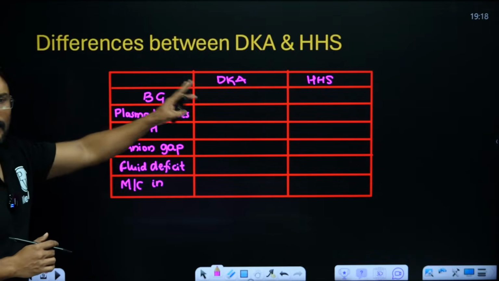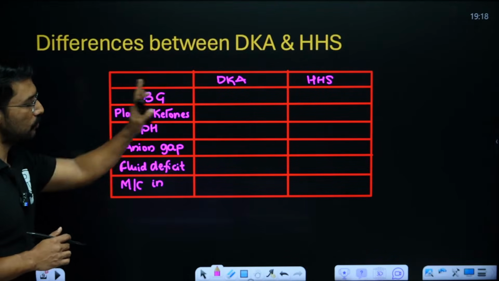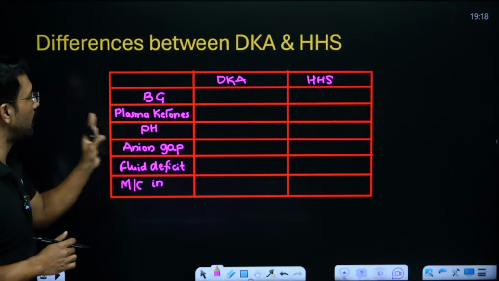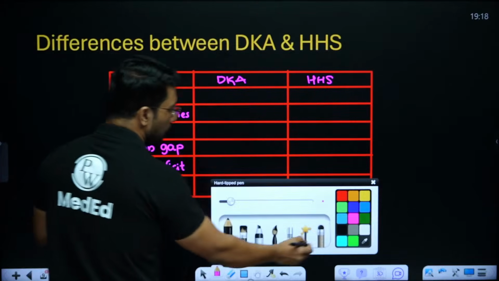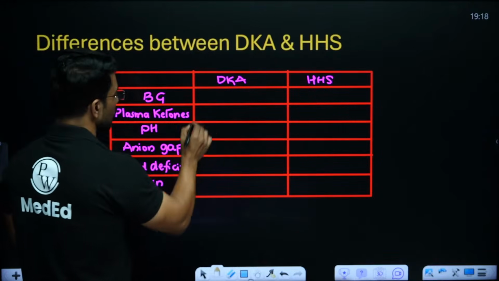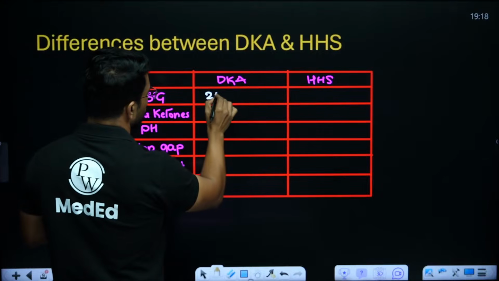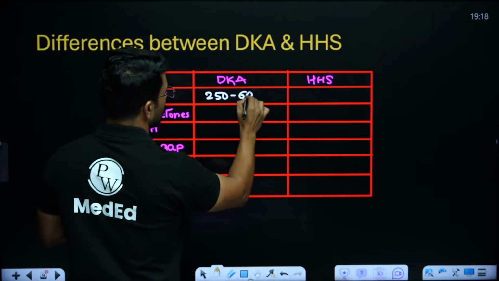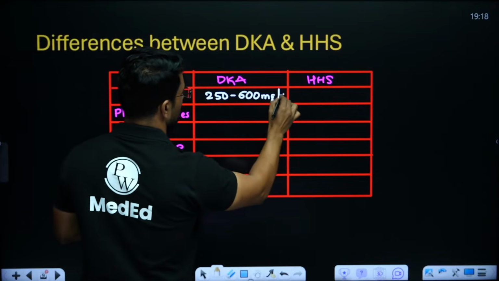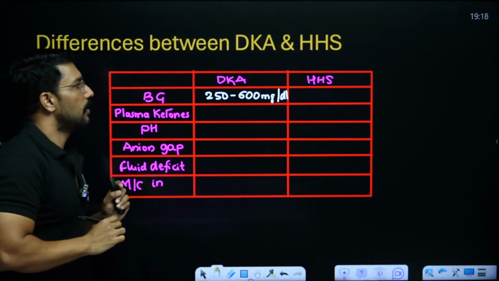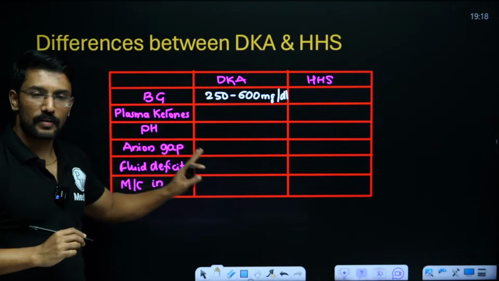So we'll put a table. This is where MCQs are asked routinely. So we'll try to compare the differences between DKA and HHS. So when I get a patient with DKA, the usual blood glucose level varies from 250 to 600 milligrams per deciliter. In this range, they present to the hospital.